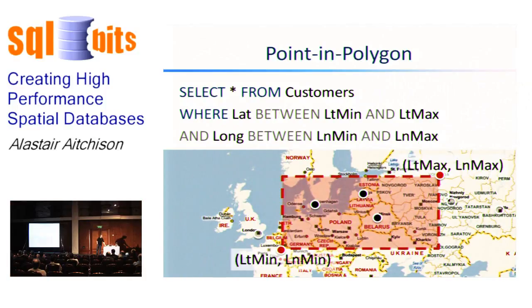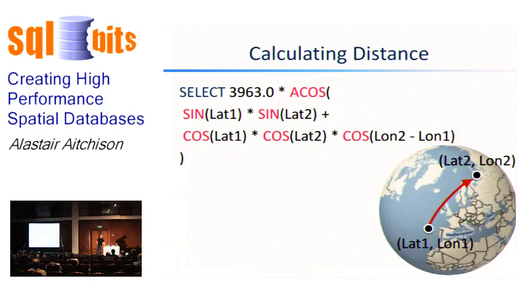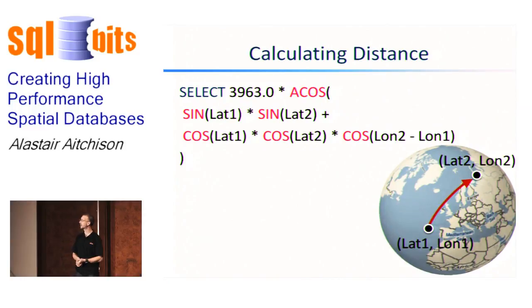What else can you do with the two column model, sorry? Well, you can calculate the distance between 2 points. The formula shown on this slide uses something called the spherical law of cosines.